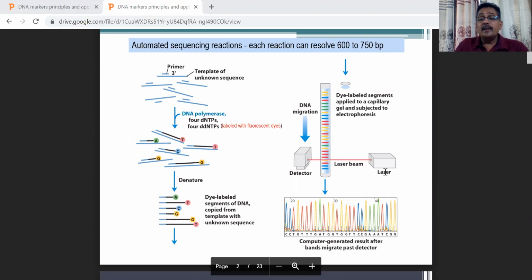Presently, the DNA-based markers used in any molecular marker-assisted breeding or DNA fingerprinting initially started with the Sanger sequencing method. Originally, Sanger sequencing was introduced, and each reaction can get a maximum of 750 base pair read length. If you do forward and reverse together and align them, you can get a 1.5 kb size, 1500 base pair size.